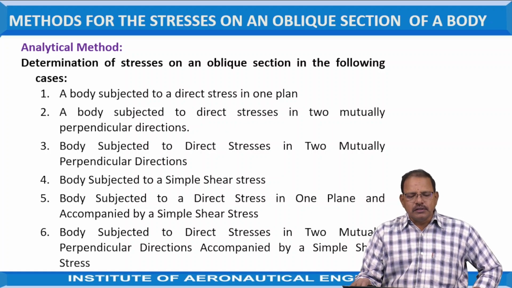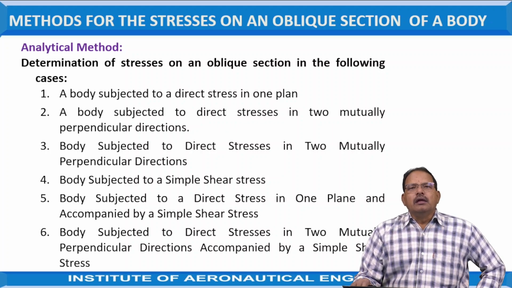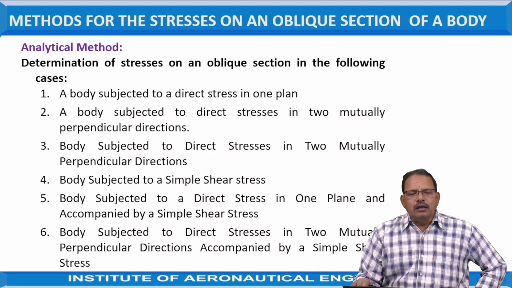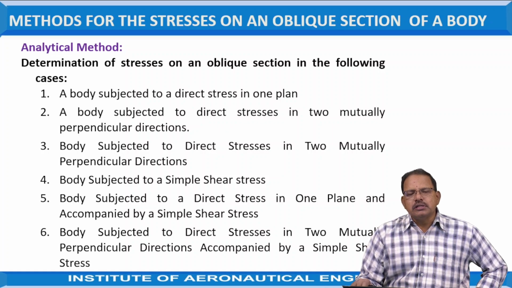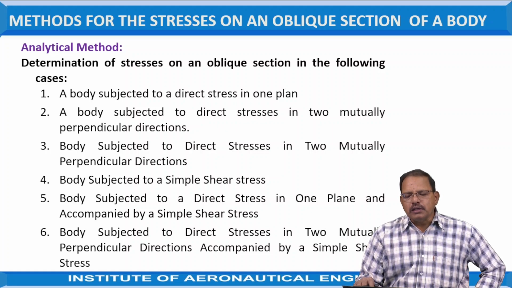So first we are considering the analytical method. The determination of stresses on an oblique section in the following cases. A body subjected to direct stress in one plane. Here we are determining the stresses on an oblique plane. The first one is when the body is subjected to one direct stress. It may be tensile or compressive in nature. The second one is a body subjected to direct stress in two mutually perpendicular directions.